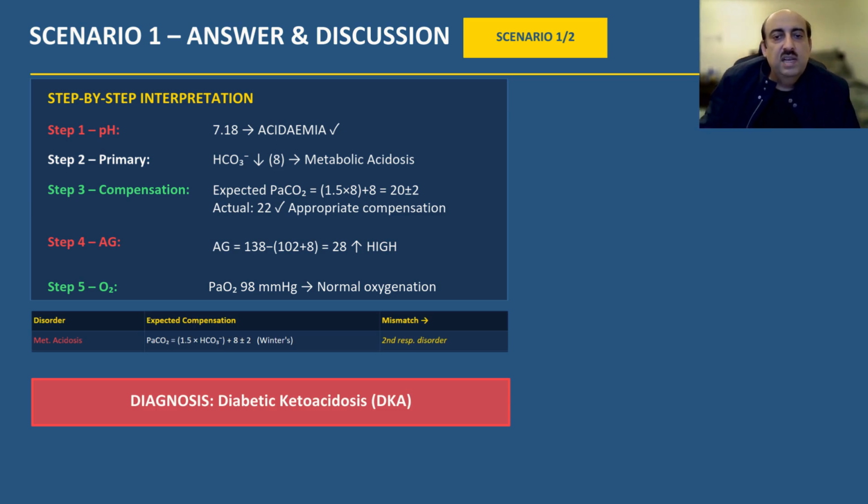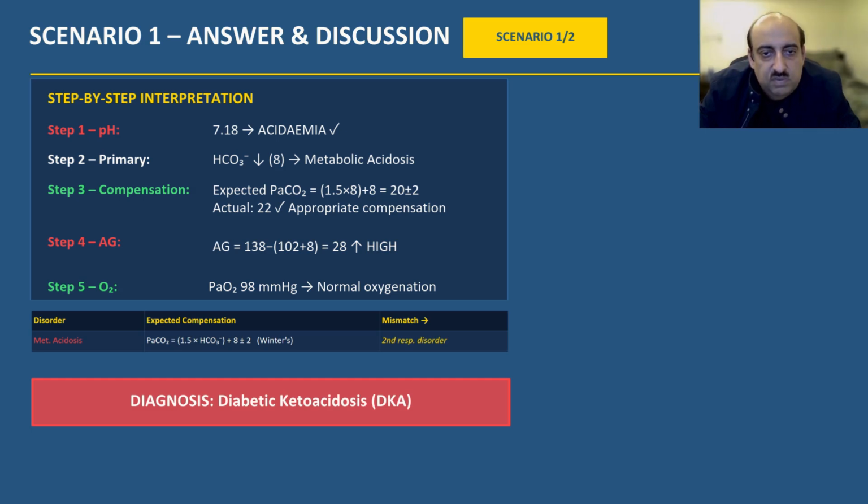Now looking at the anion gap calculation, the formula is sodium minus the sum of chloride and bicarb. So sodium was 138 minus chloride and bicarb. Chloride is 102, bicarb is 8, so that gives us 110. The difference of 138 and 110 is 28, so it's above the normal range. Again, anion gap, we said 10 plus or minus 2, so 8 to 12 would be the normal range, so it's almost 3 times. So that's 28. So it's high anion gap, HAGMA, metabolic acidosis.